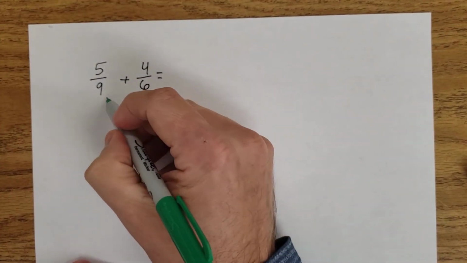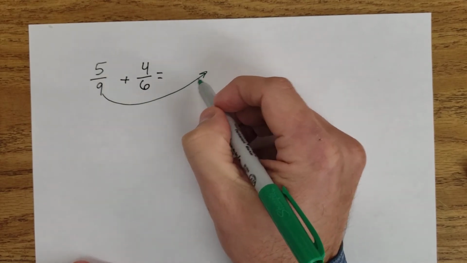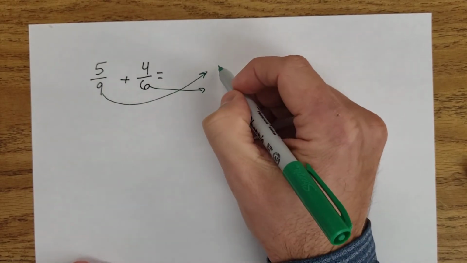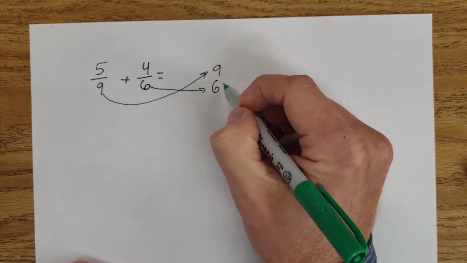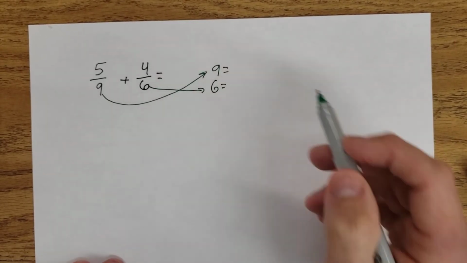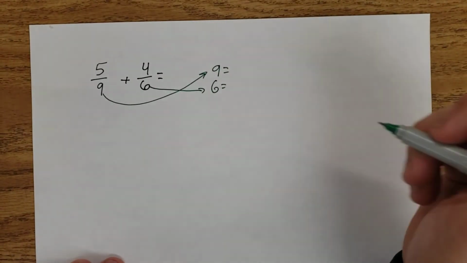Again, we can't add yet because the denominators are not the same, so I'm going to bring them over. I got 9 and then 6. Again, I like to skip count by the small number first and go to times 5.